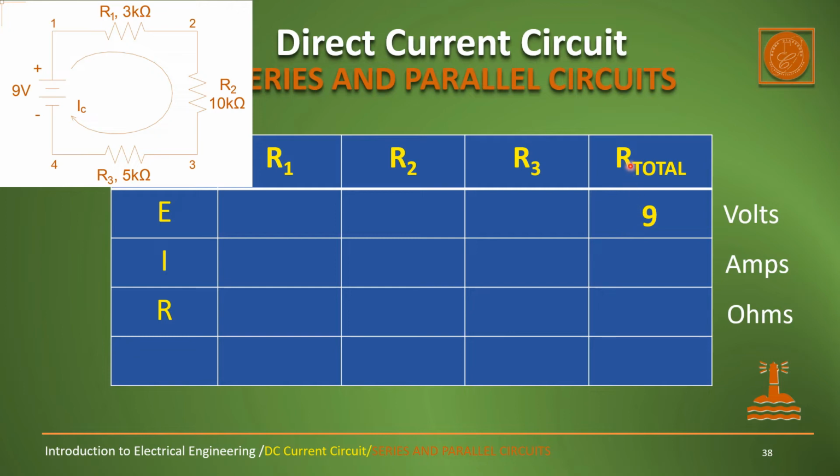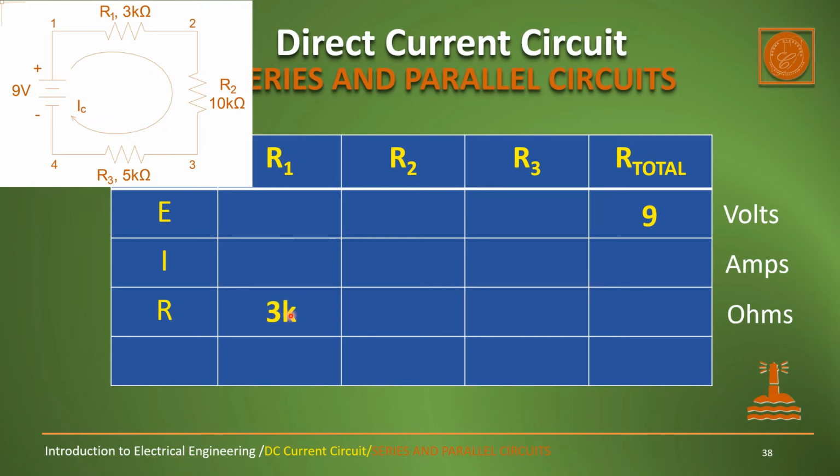That means the total voltage drop is 9 volts. Also, from these schematics, we can find that resistor R1 is 3 kilo ohm. In this table, this cell means the value of R1. So R1 here is 3 kilo ohm, and we can put the 3K in this cell.